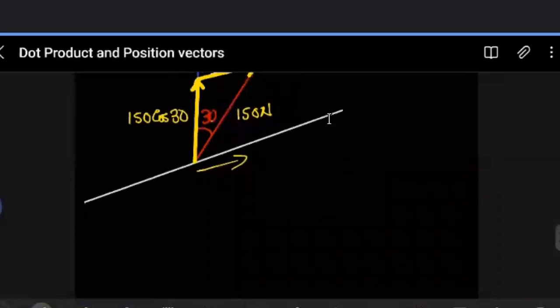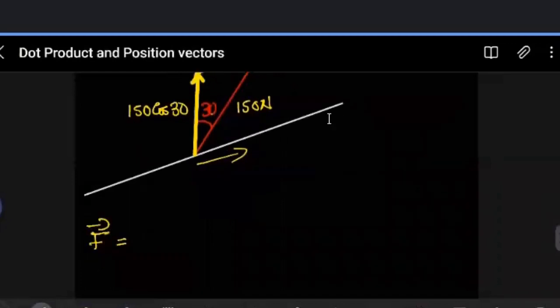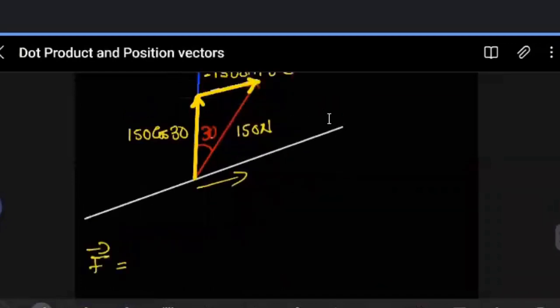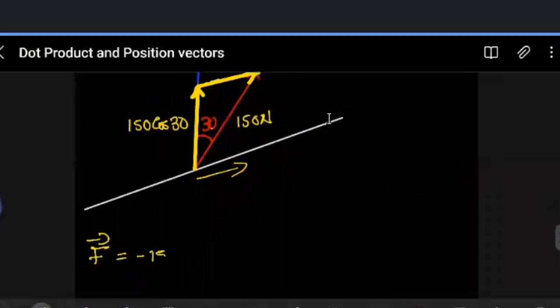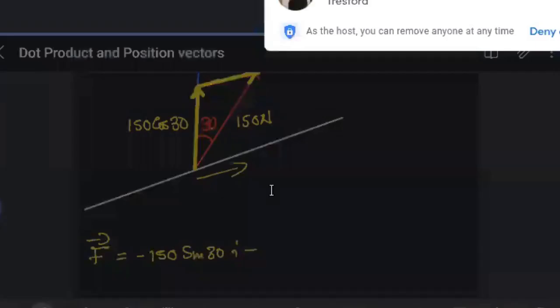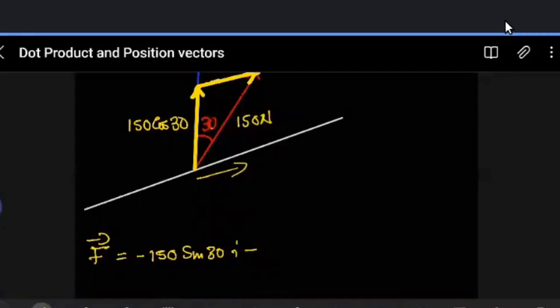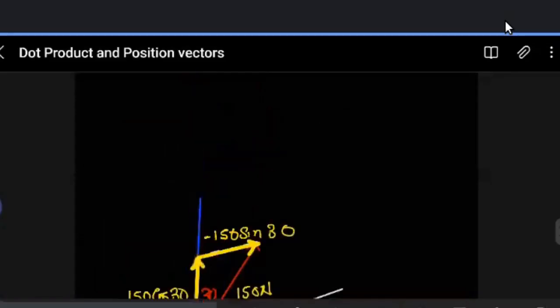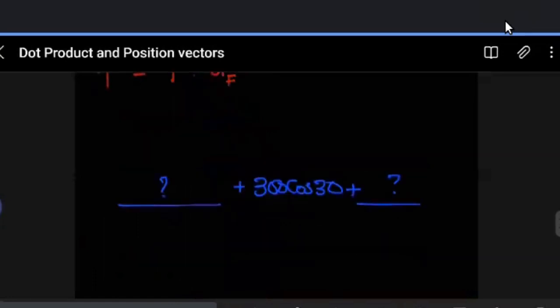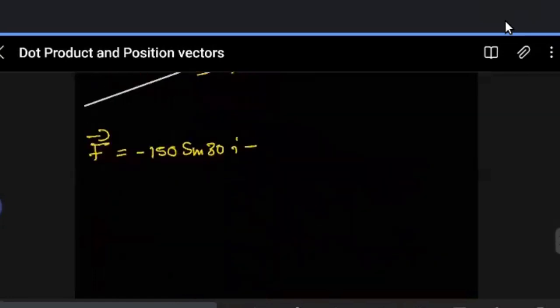Notice that now we have completed this. The force F in Cartesian vector form, the x component is negative 150 sine 30. Then the y component, we found it earlier on. The y component, we found it first. It was 300 cos 30.